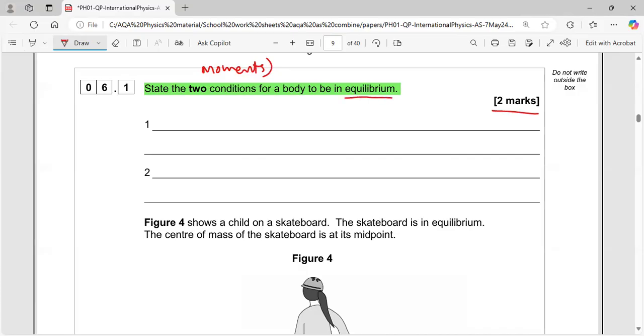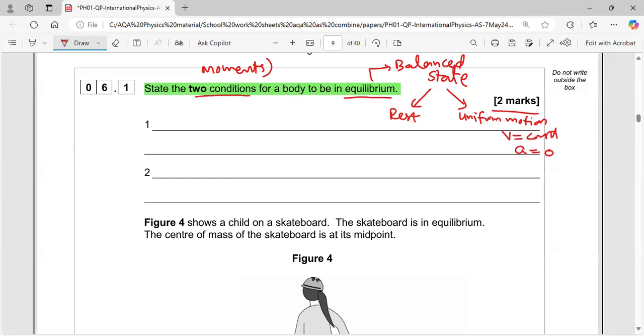What is meant by equilibrium? Equilibrium means that an object is in a balanced state. And you know, the balanced state can be two. Either the object can be at rest or the object can be in uniform motion. And you know what is uniform motion? Uniform motion means that its velocity is constant or its acceleration is zero. So there are two conditions for an object to be in equilibrium, either at rest or in uniform motion.